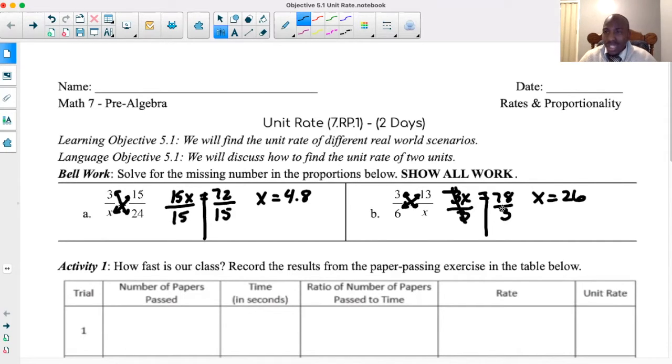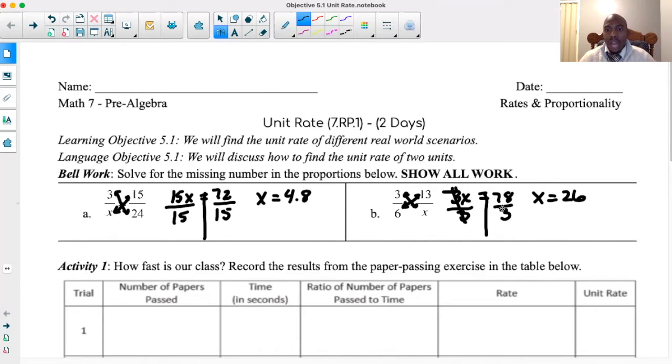Those are proportional. They're the same exact things. How do I know? If I do 3 divided by 4.8, I get 0.625. If I do 15 divided by 24, I get 0.625. They give me the same exact thing.